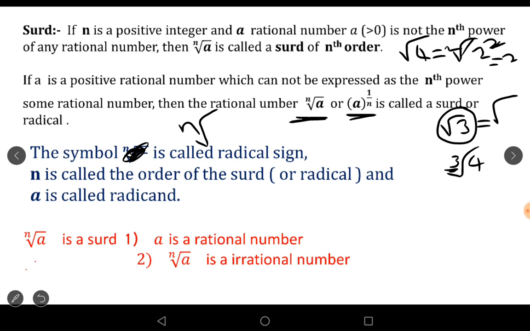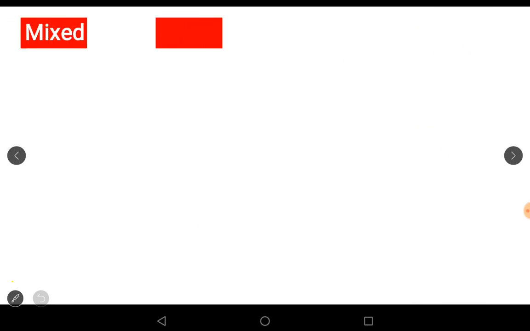Okay. Next one, types of surds. First of all, simple surd. Simple surd means a surd that has only one term. That is called a monomial surd or simple surd. Next one, mixed surd. Mixed surd means one is a rational number and one is an irrational number, one is the surd, combined by addition, subtraction or multiplication.